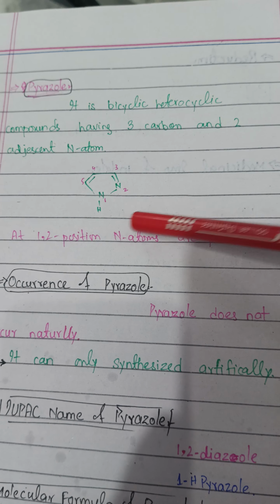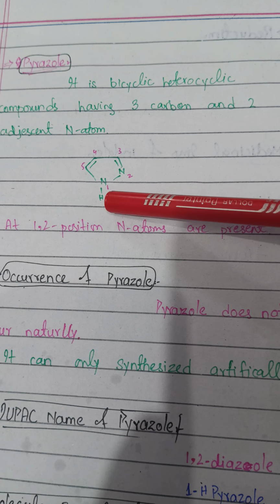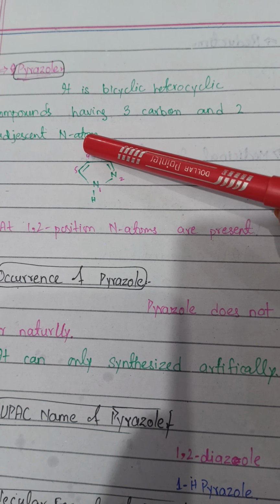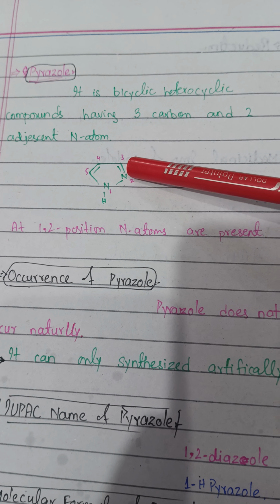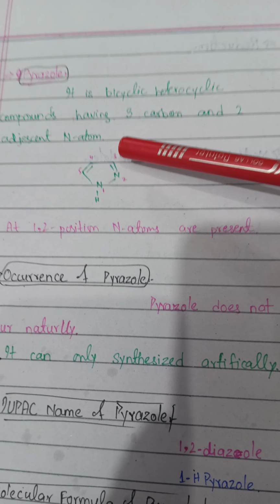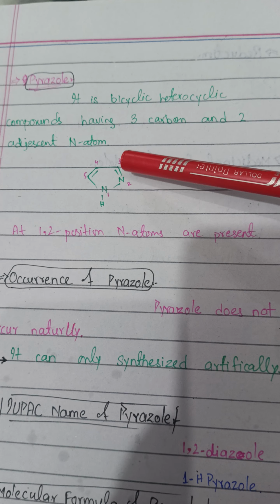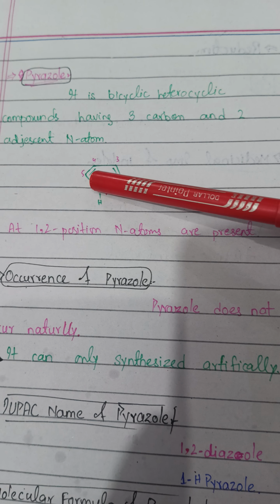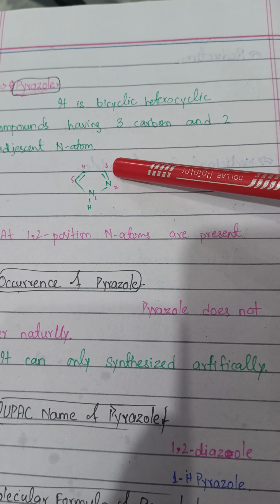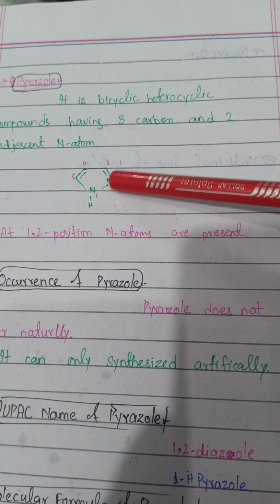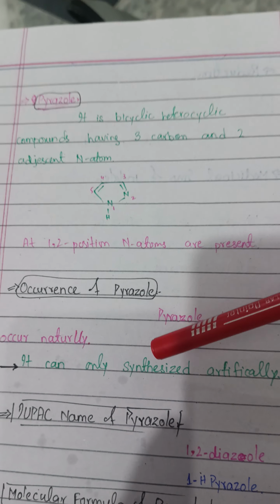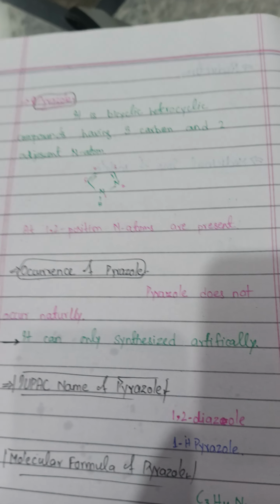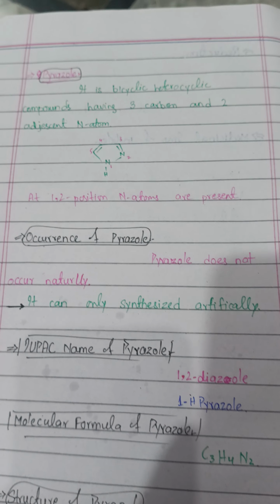For example, this is the structure of pyrazole. We have a nitrogen atom at the 1 and 2 position, while the 3, 4 and 5th positions are occupied by the three adjacent carbon atoms, and two double bonds are present in the pyrazole structure. First of all, a double bond is between two carbon atoms, and the other double bond is between a carbon and a nitrogen atom. Okay, now at 1 and 2 position two nitrogen atoms are present.